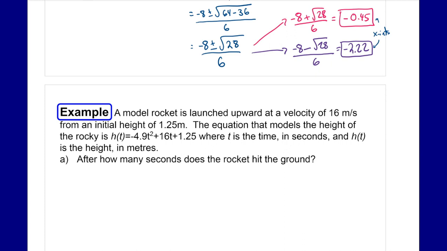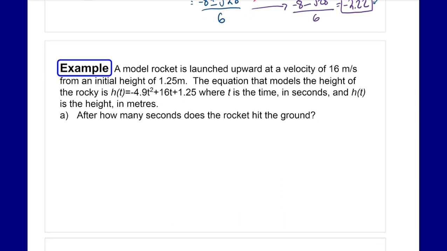So a model rocket is launched upwards at a velocity of 16 meters per second from an initial height of 1.25 meters. The equation that models the height of the rocket is h of t is equal to negative 4.9 t squared plus 16t plus 1.25, where t is the time in seconds and h of t is the height in meters. After how many seconds does the rocket hit the ground?